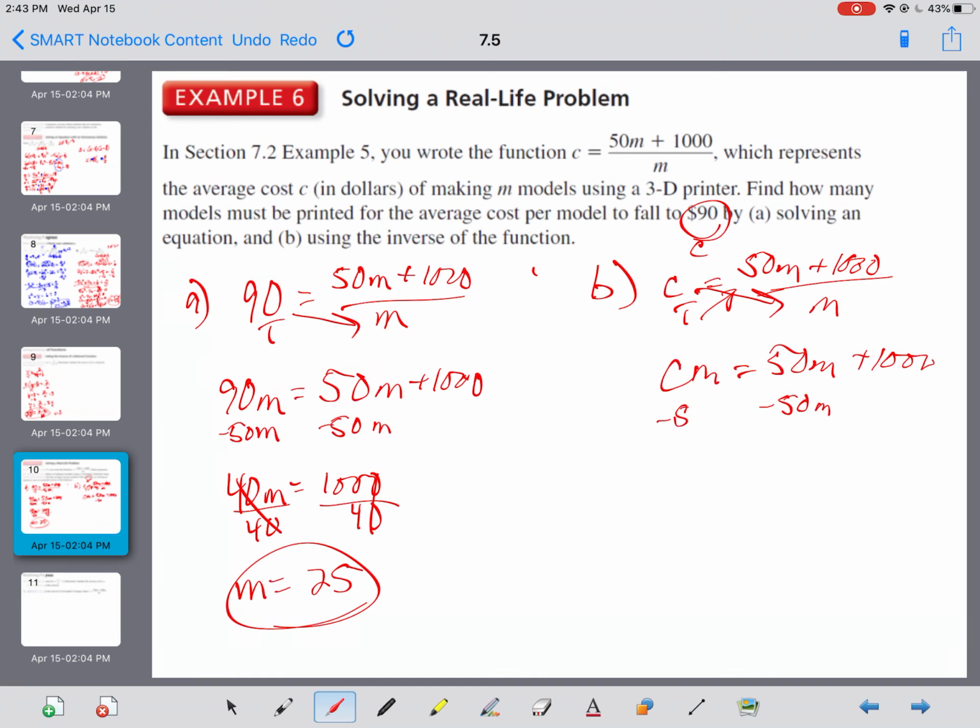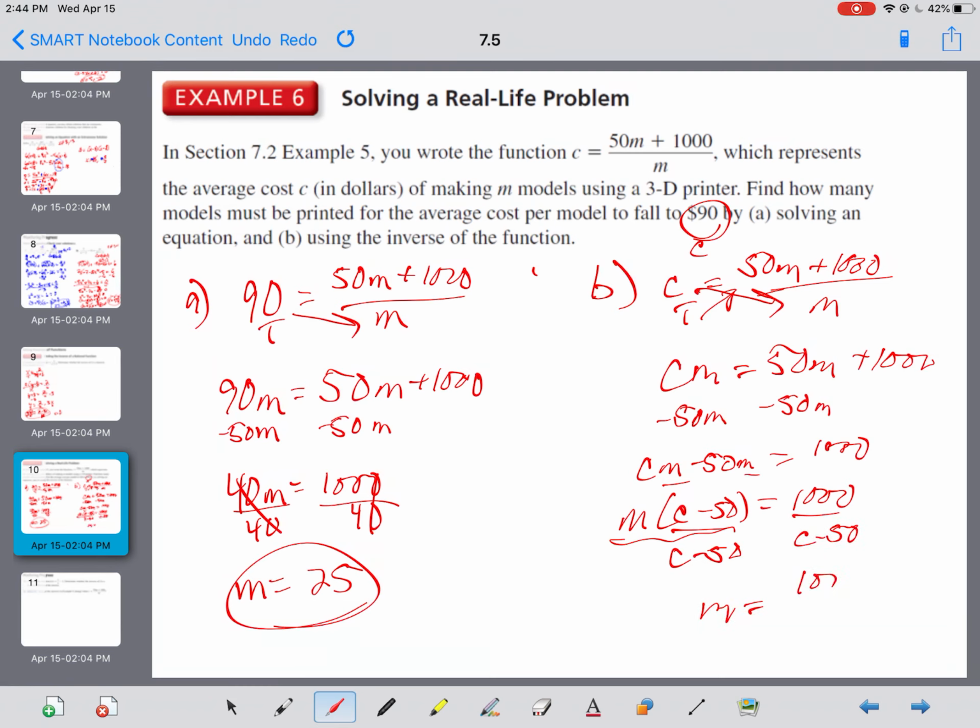We can treat it like this, cross multiply, so we get Cm equals 50m plus 1,000. Get all the m stuff on the same side. So we got Cm minus 50m equals 1,000. And then you take out the common factor of m, you got C minus 50. And you divide by C minus 50 on both sides. m equals 1,000 over C minus 50.